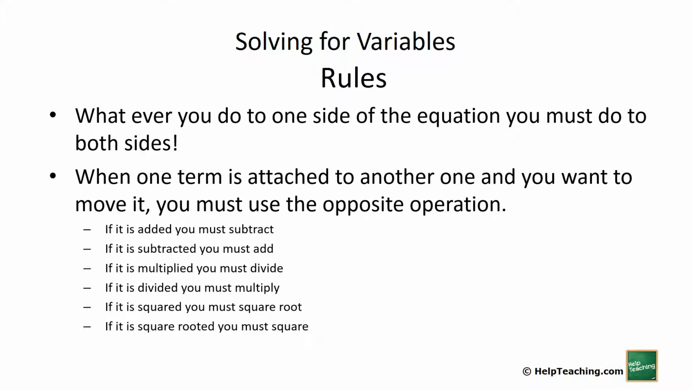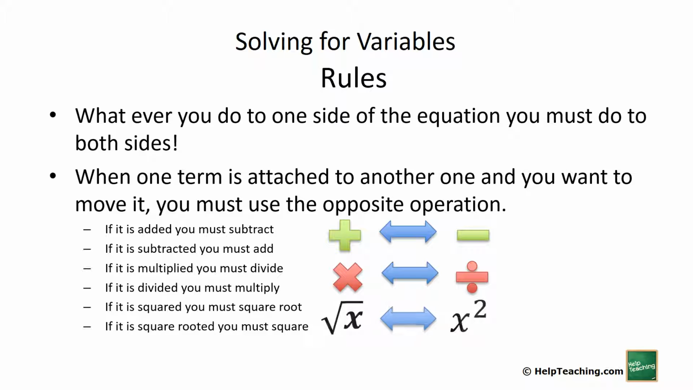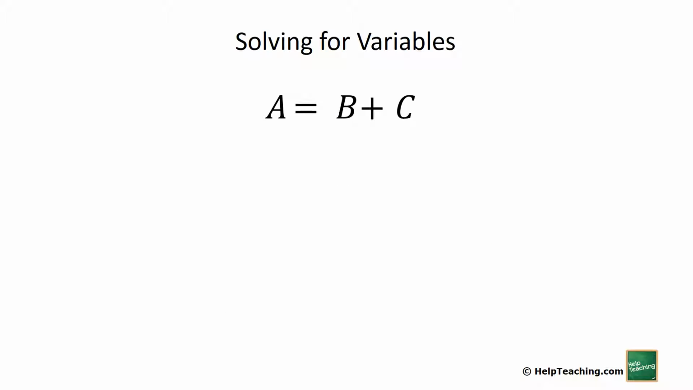When one term is attached to another one, and you want to move it, you must use the opposite operation. If it is added, you must subtract, and if it is subtracted, you must add. If it is multiplied, you must divide, and if it is divided, you must multiply. If it is squared, you must square root, and if it is square rooted, you must square. So let's look at some examples.